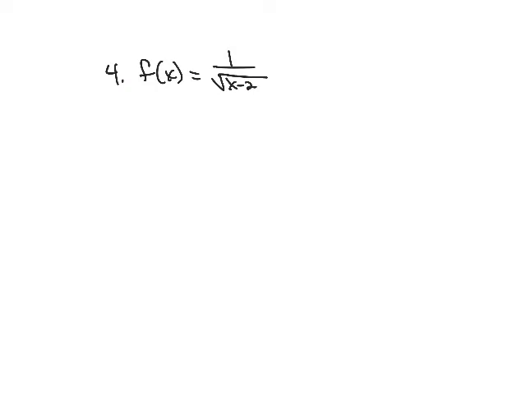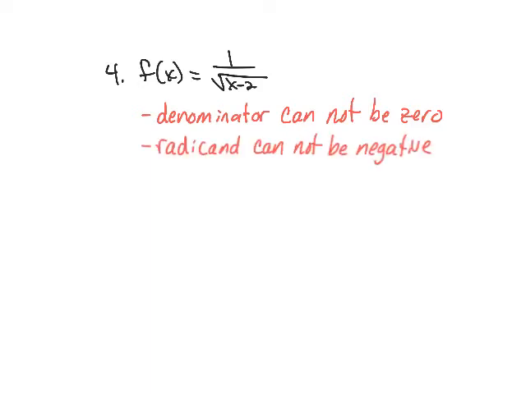And then we have the combination of the previous two. So in this case, the denominator cannot be 0 because it's a fraction, and the radicand cannot be negative. So we need both of these situations to be true. For them both, that means we can't be 0 or negative.